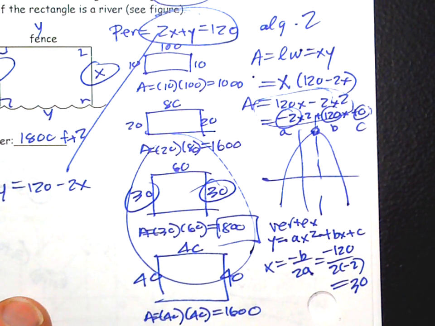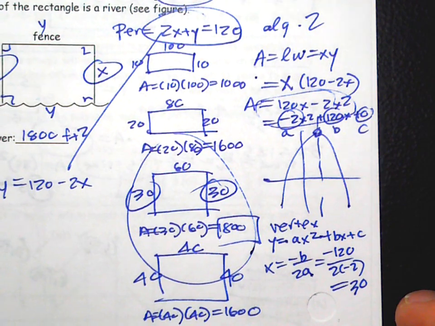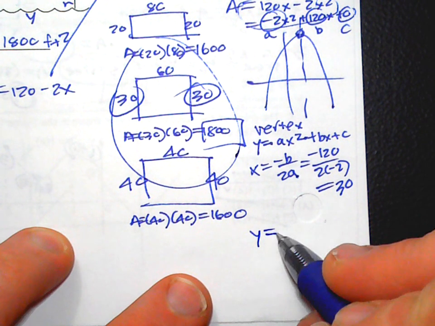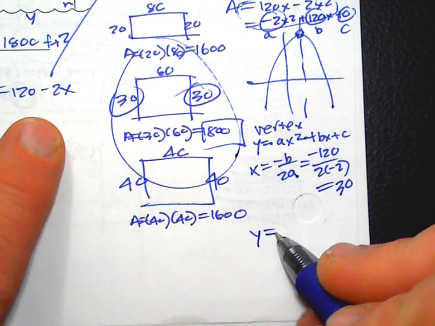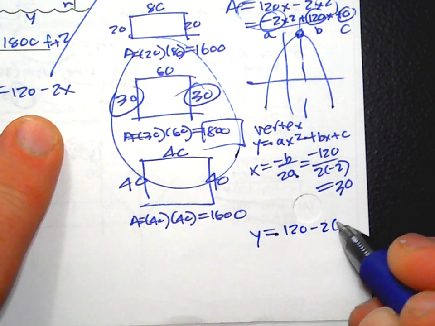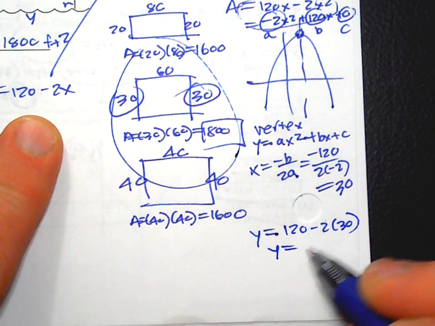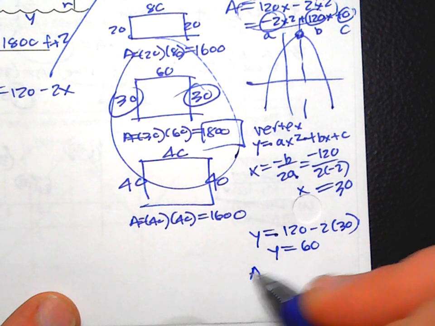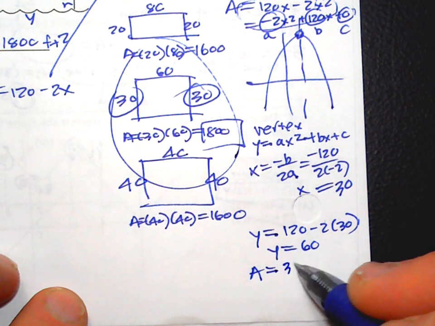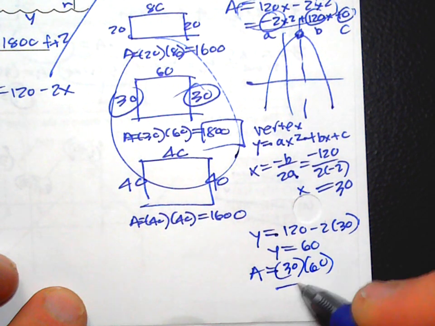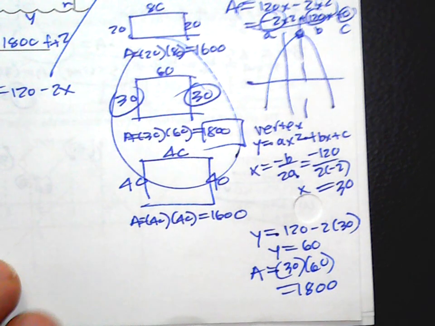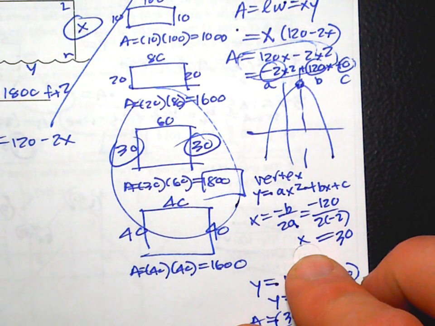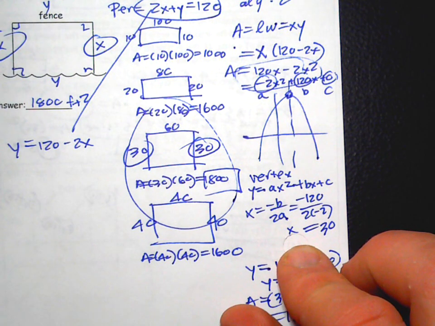Well, there you go. We got it. And it's got the same answer, right? Now, after that, you can figure out what the y is. You can say, well, y was 120 minus 2 times x, which is 30. So y would have to be 60. All right, and then the area would be x times y, so it'd be 30 times 60 is 1,800. And I'm just throwing a lot of different stuff at you. Okay, don't get worried about this.